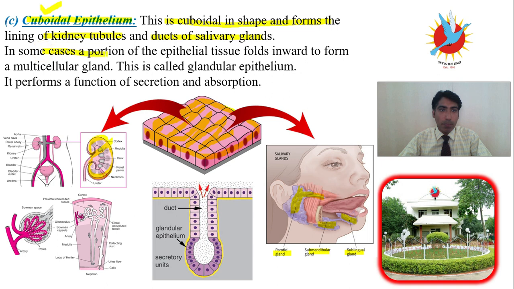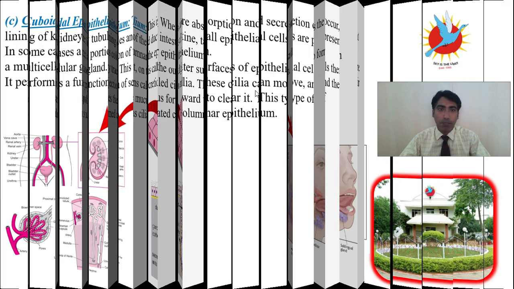In some cases, a portion of epithelial tissue folds inward to form a multicellular gland. In this diagram you can see that these cuboidal cells fold inward and start secreting some valuable fluid. So that is why these tissues are known as glandular epithelium. It performs the function of secretion and absorption. So glandular epithelium starts secreting hormones or enzymes. In higher classes we will study in detail about the glandular epithelium.